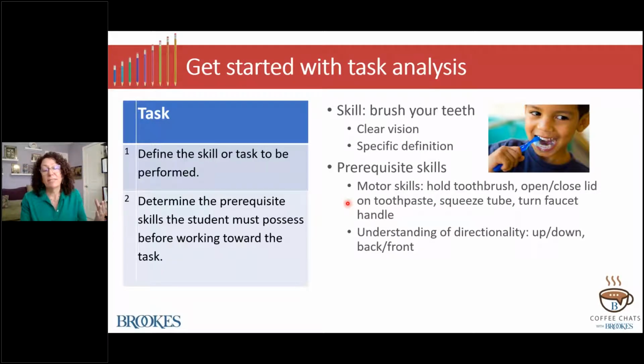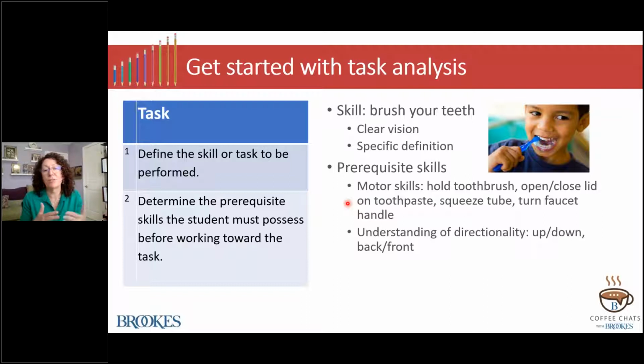Once we know what that skill is, then we need to think about the prerequisite skills that the student has to possess before we start working on it. And that's the foundation that the child is bringing. We don't want to start teaching a skill like toothbrushing at too high a level, because the child's going to fail if we do it that way.